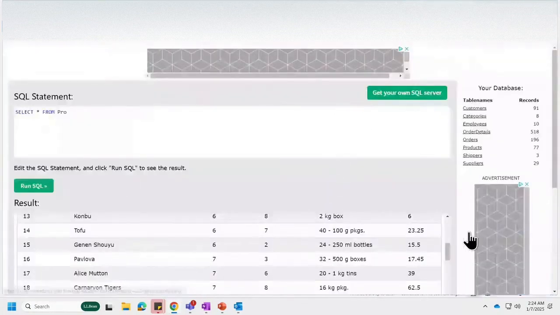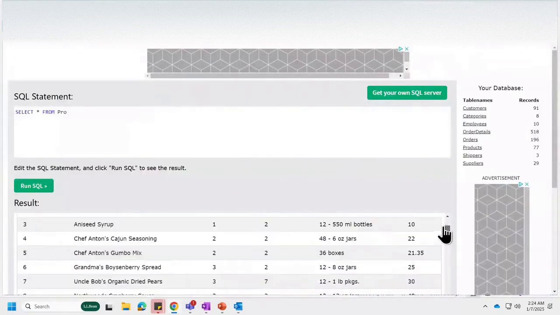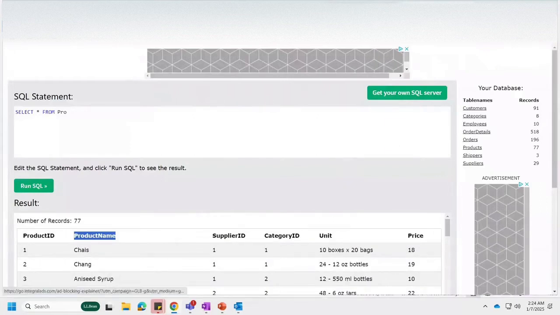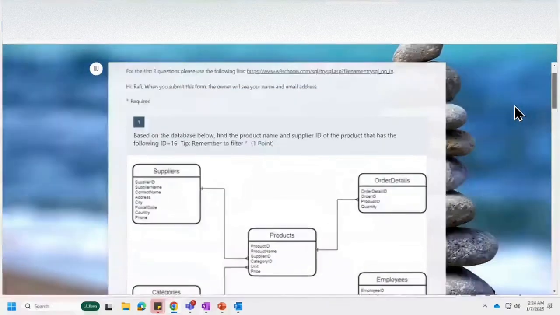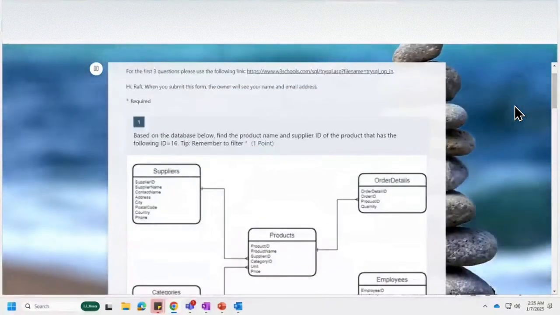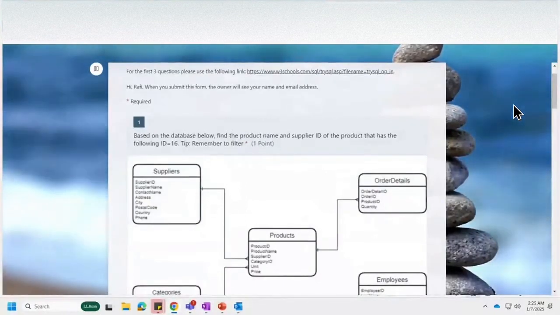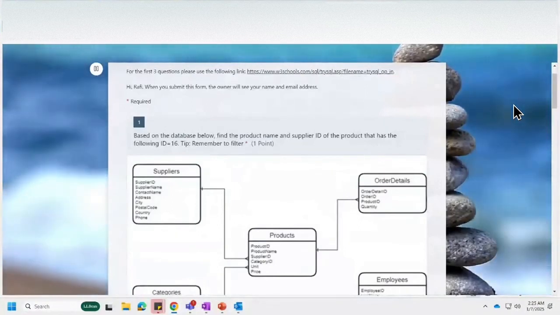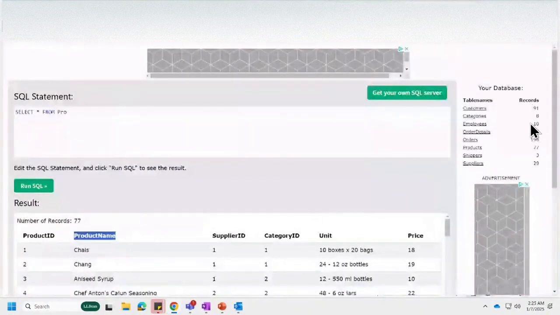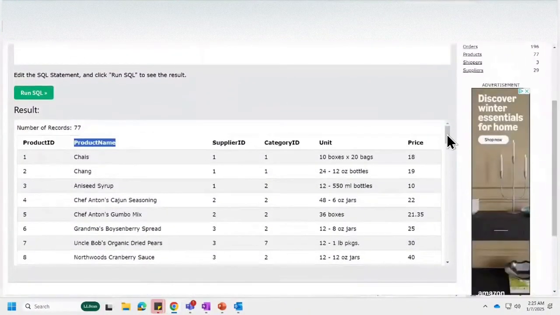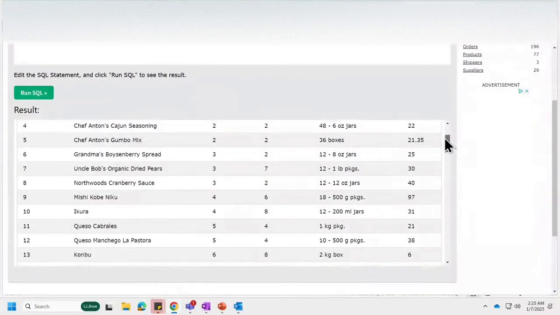Product ID is 7, should be. Supplier ID, I mean. Product ID should be 16. Supplier ID. Product ID should be 16. 7.